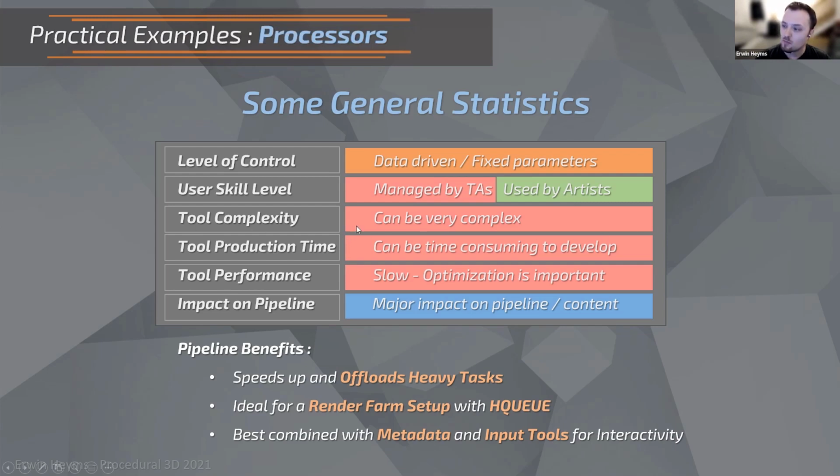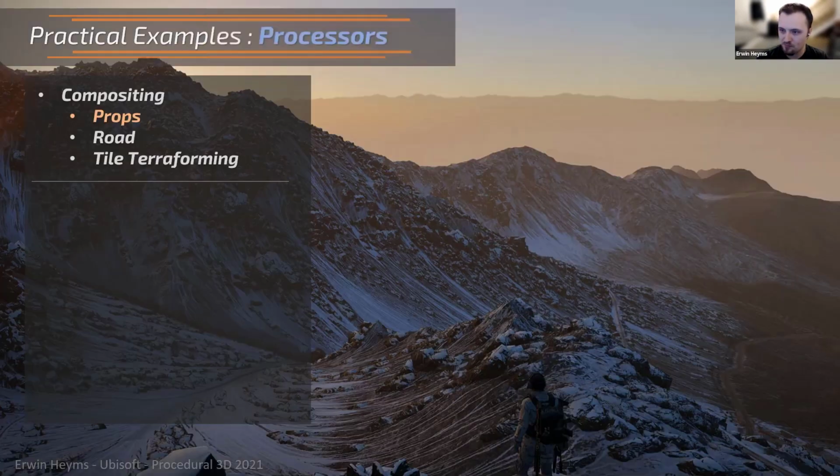And then as for tool complexity, they can be very complex, which means they can take a lot of time to develop. They can be slow, but optimization is still important. You don't want them to take too much time, otherwise they'll hog up your render farm. And in general, they can have a major impact on your pipeline or your content generation if necessary. Because in Wildlands, for example, we had this run every evening and it would just recompute everything. So in the morning, all of our procedural layers were up to date. It's very powerful.